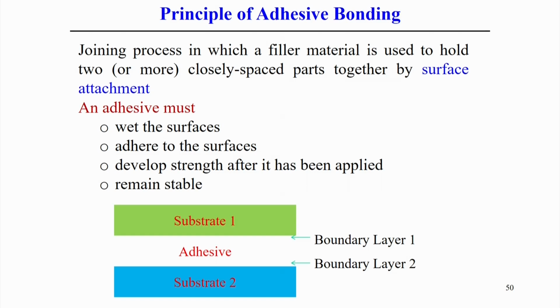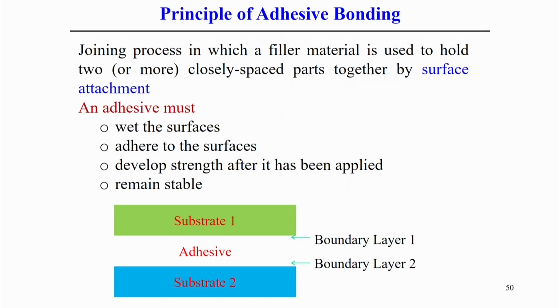Now, first we discussed the different welding processes and the principle of fusion welding, then we discussed brazing and soldering, which is another joining process, and now we will discuss adhesive bonding. This is also one kind of joining process. We will look into the basic principle of the adhesive process and the different methodologies and techniques that can be used in adhesive bonding.